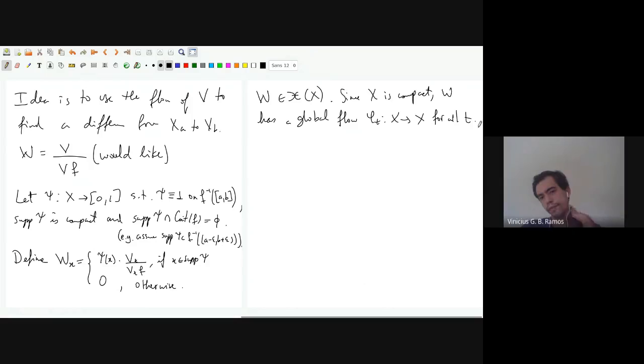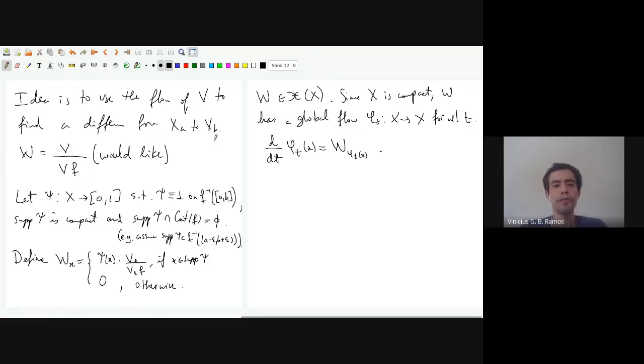Remember, the flow is basically the integration of the vector field. So the flow satisfies the property that d/dt of phi t of x is equal to the vector field at the point phi t of x. Okay, so now let's see what happens with the function f as we go along the flow.